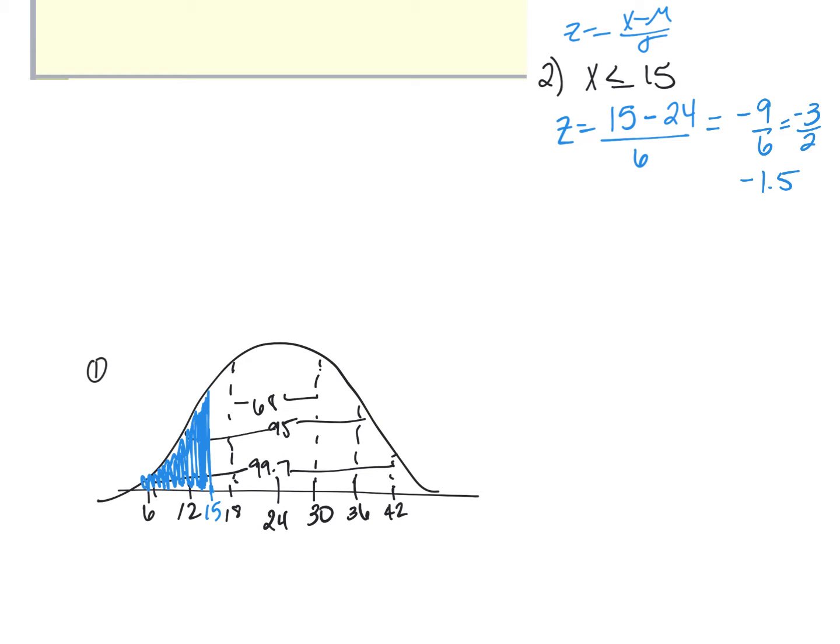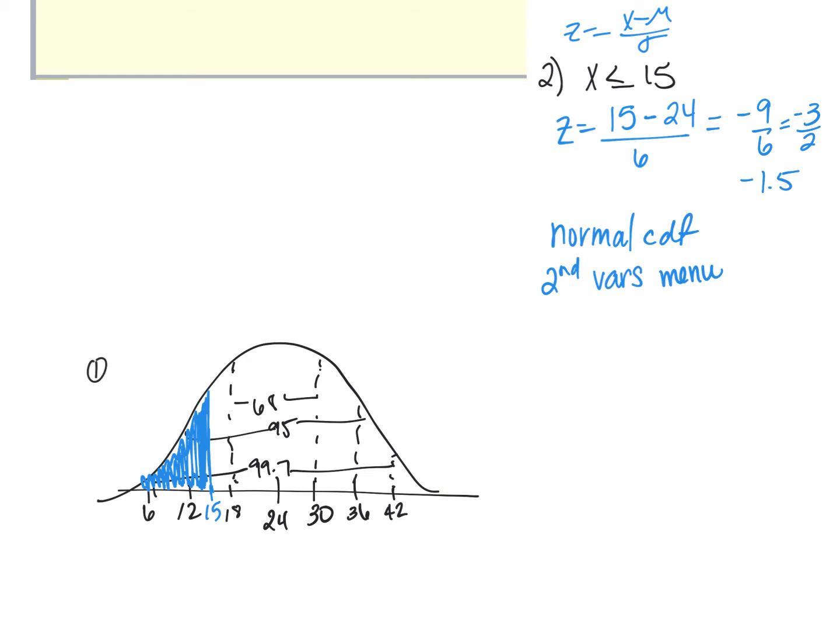Now, to find that exact area, like I said, you would have to use an integral from calculus and blah, blah, blah. But the calculator has a function in there that does all that fun stuff for us. So the function in the calculator is called normalcdf. It's in the second vars menu.